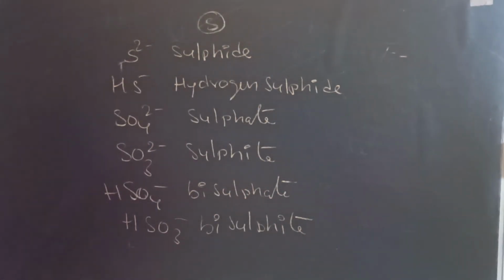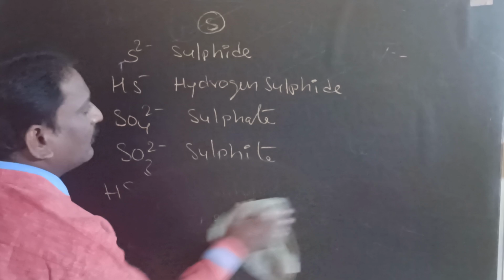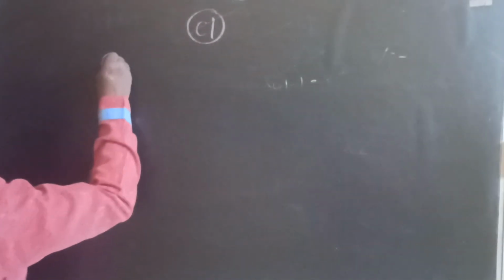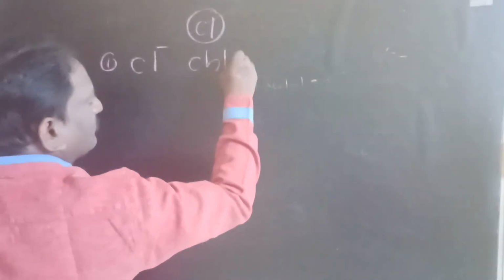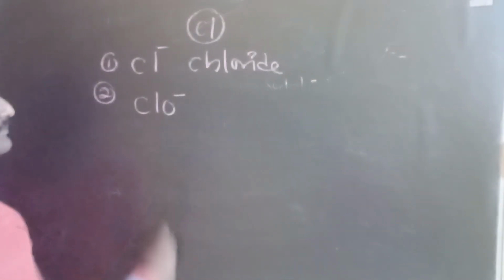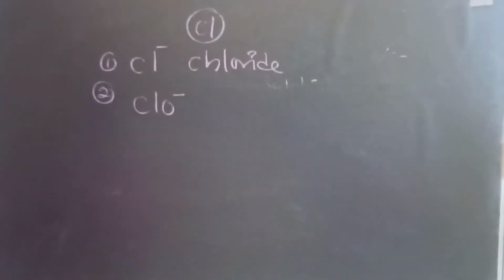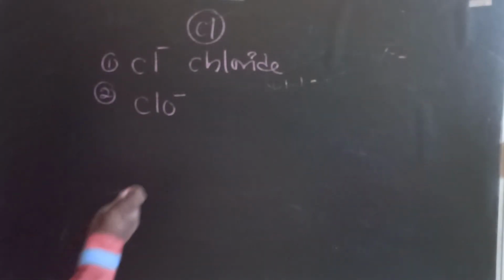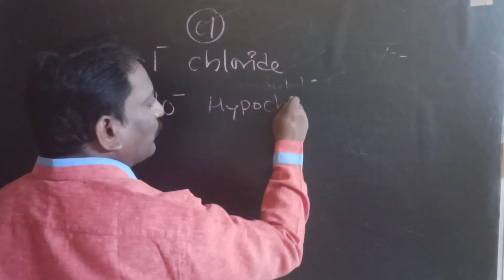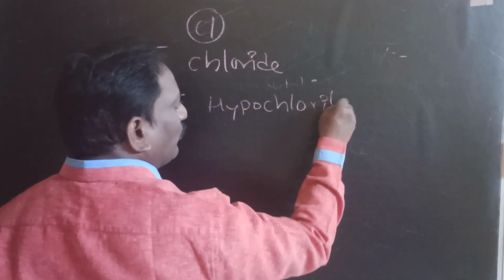Next one, based on chlorine. First one is Cl minus, chloride ion. Second one is ClO minus, hypochlorite ion.